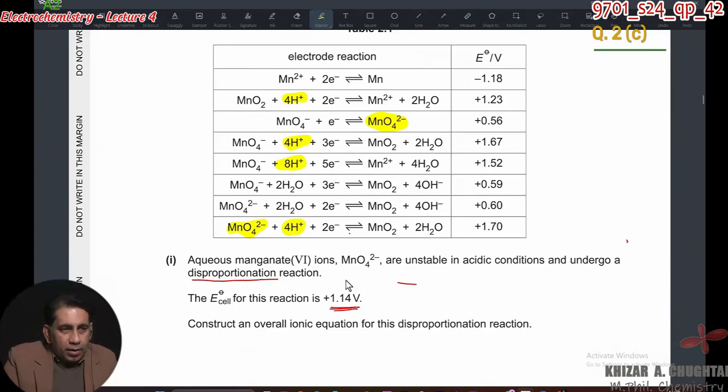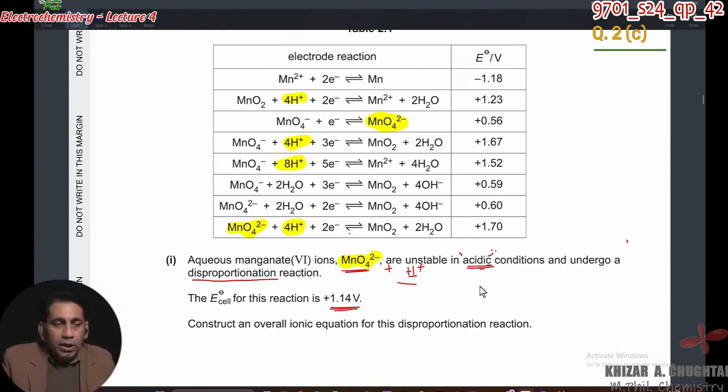So basically, I need this MnO4 2 negative on the reactant side. This is the basic clue of this reaction, because there is one major reactant, MnO4 2 negative ion. The second reactant is H positive ion, because it has said that there is an acidic condition. So whenever you add any two equations, the overall answer will have MnO4 2 negative ion on the left-hand side of the equation.